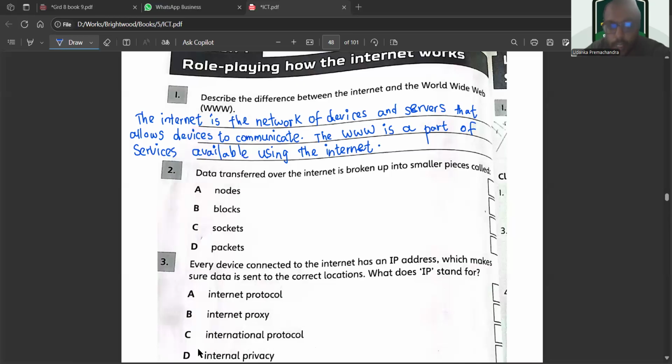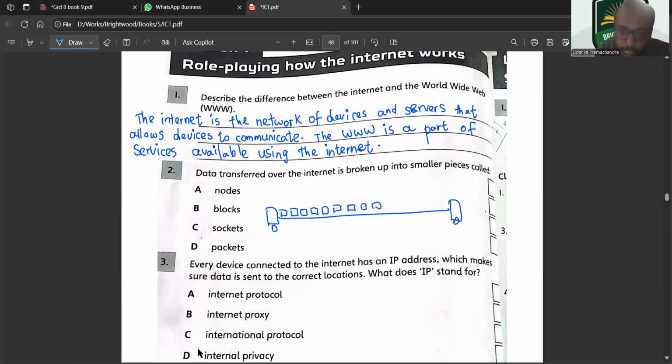Okay, so here, data transferred over the internet is broken up into smaller pieces called what? When you transfer data over the internet from one device to another device, the data can be broken into small what? Small packets. We call these small parts small data packets.